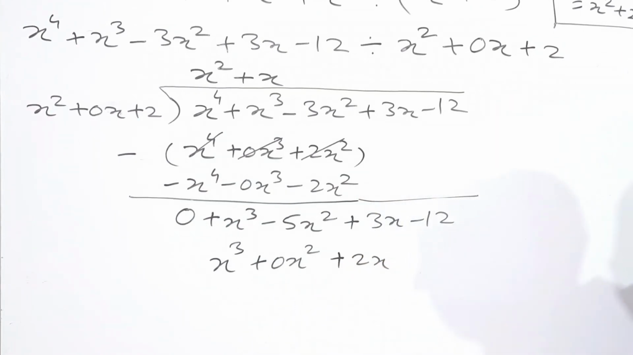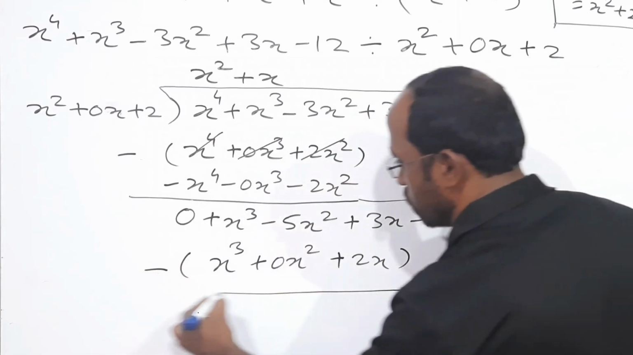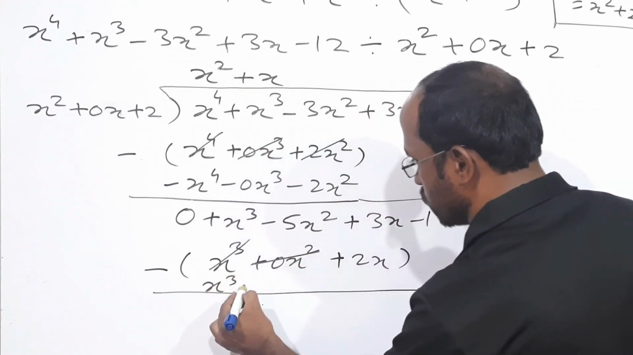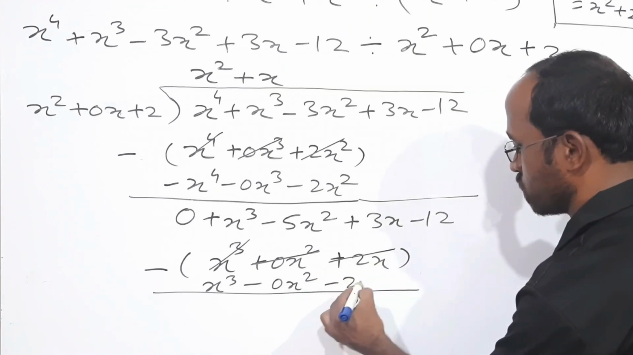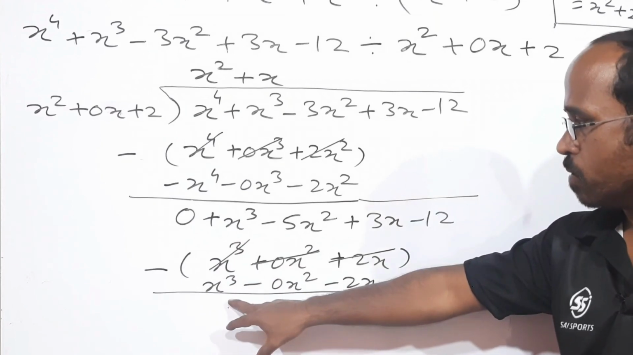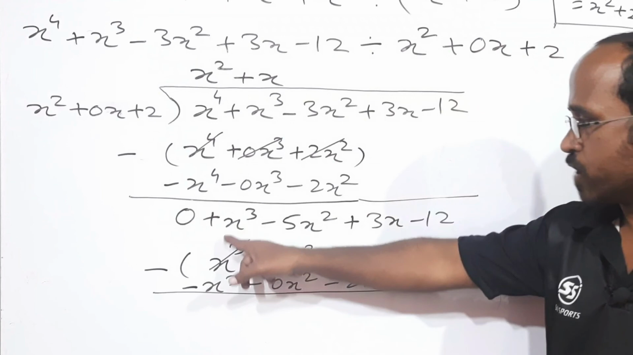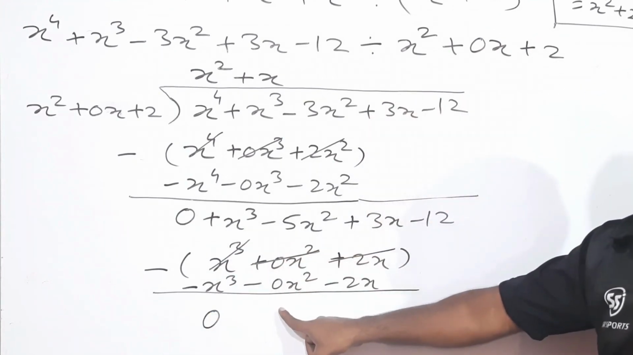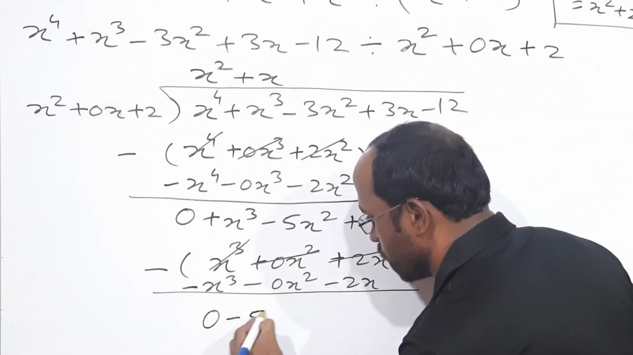Nothing is here. So let's subtract it. During subtraction, symbols will change. x cube will change into minus x cube. Plus 0x square will change into minus 0x square. Plus 2x will change into minus 2x. Clear? So x cube minus x cube, 0. Minus 5x square minus 0x square means minus 5x square minus 0. That is equal to minus 5x square.